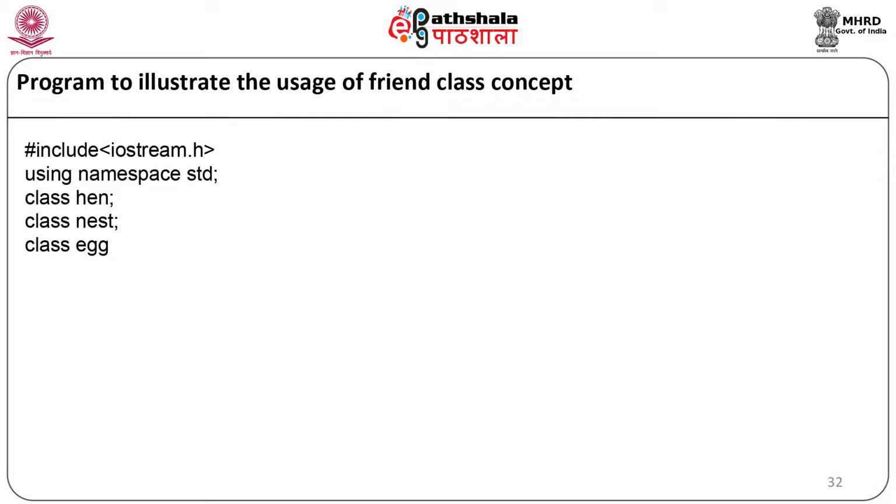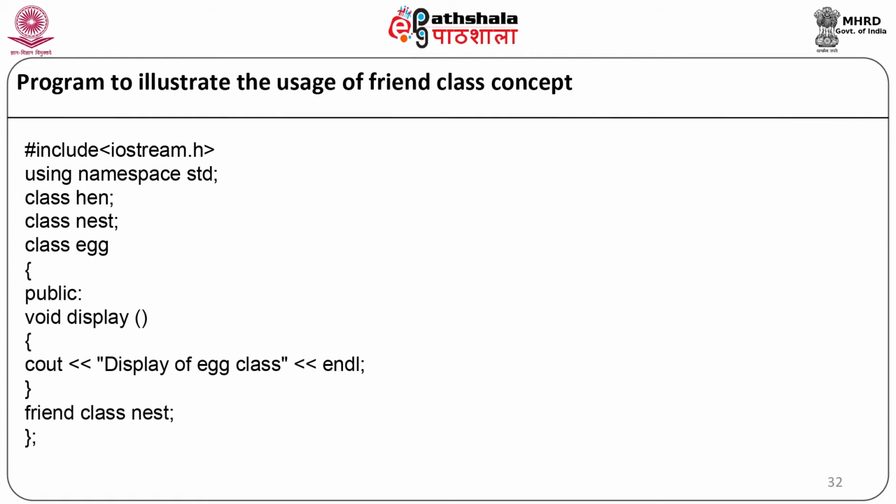So let us start with our program, #include iostream, using namespace std. First class hen, this is a forward declaration for class hen, class nest, this is a forward declaration for class nest, and then we will start with our third class, class egg. Here in a public section we are going to have one function, void display. In that we are going to display the message as cout, display of egg class, endl, and our display function will end. Now we are going to have a friend class nest which is included inside the class egg, and our class will end.